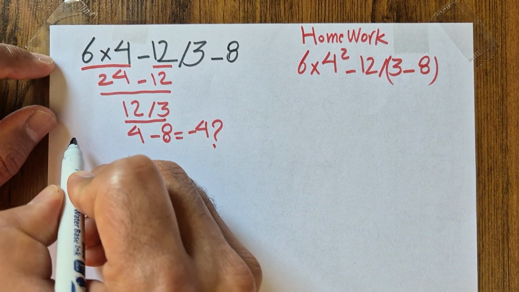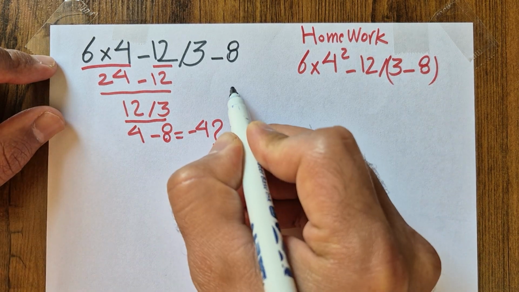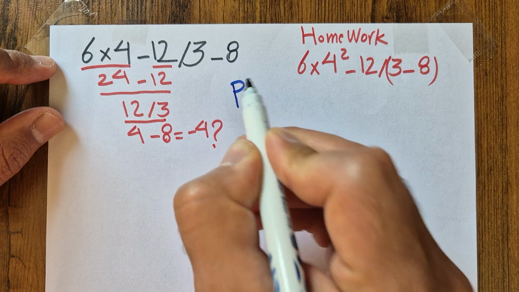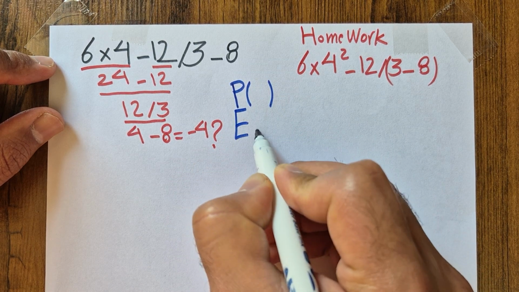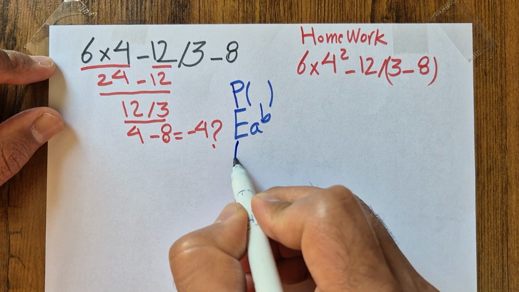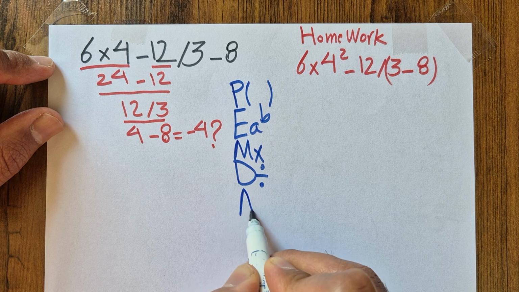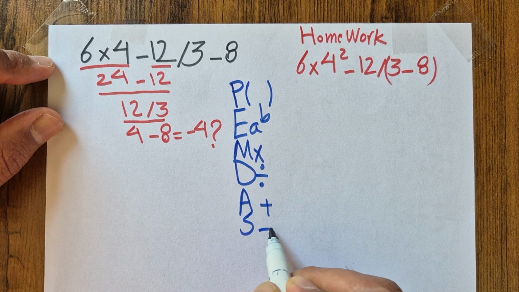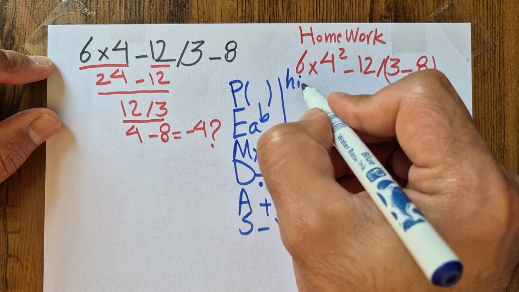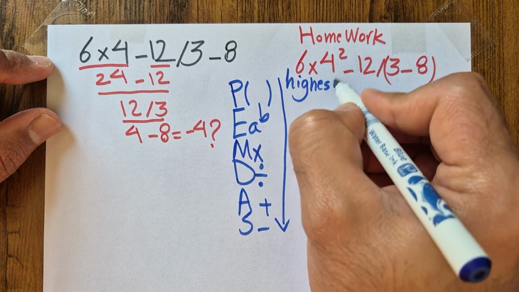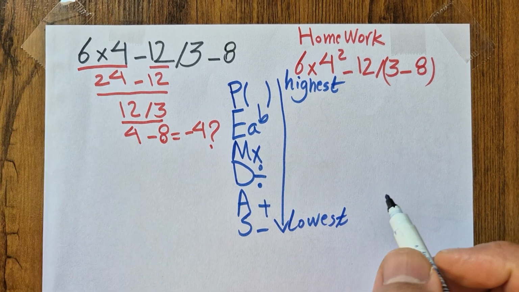So this order is an acronym. It is called PEMDAS, and you should learn this. So let's see what PEMDAS is. P in PEMDAS stands for parentheses. E stands for exponents. M stands for multiplication. D stands for division. A stands for addition. And S stands for subtraction. And this gives us an arrow of priority from the highest to the lowest priority.